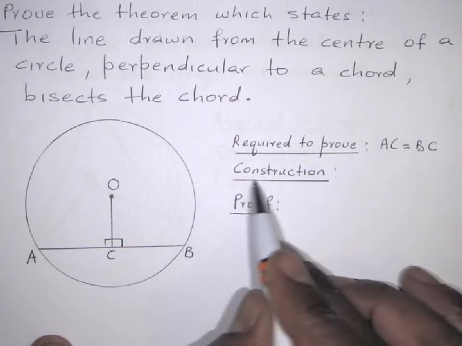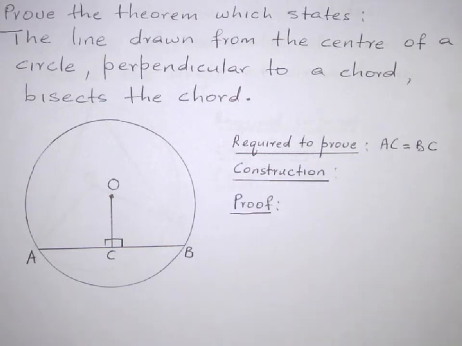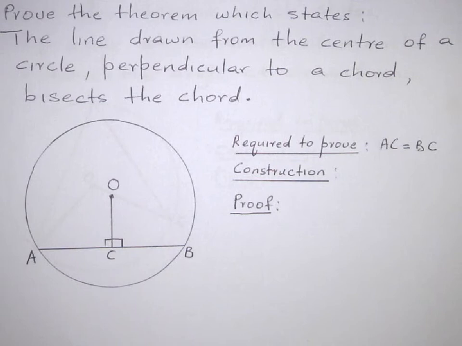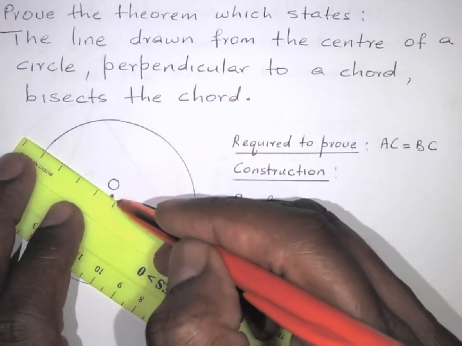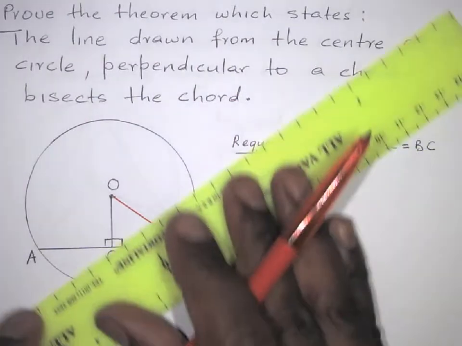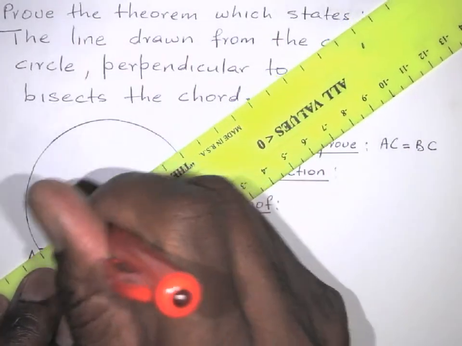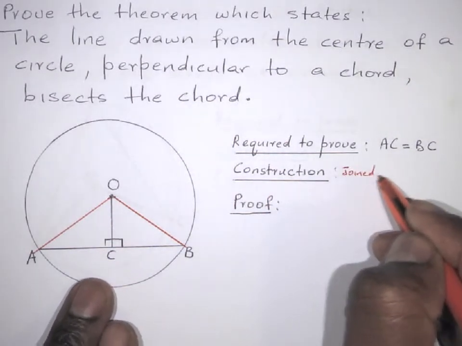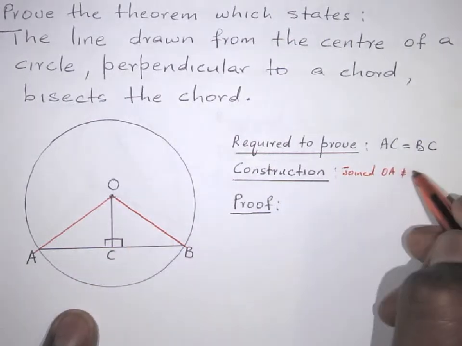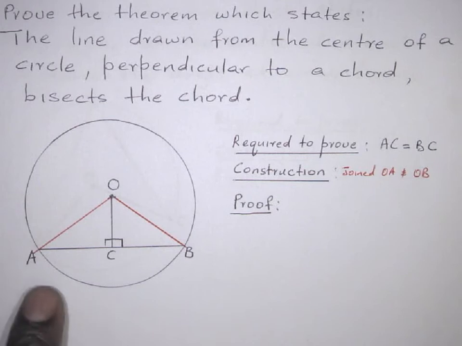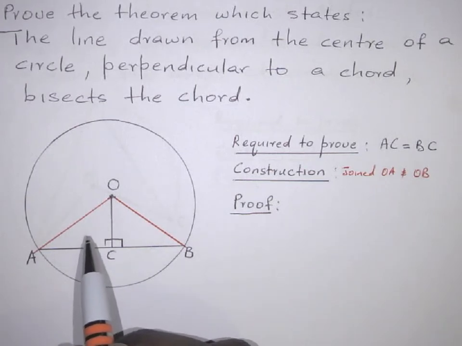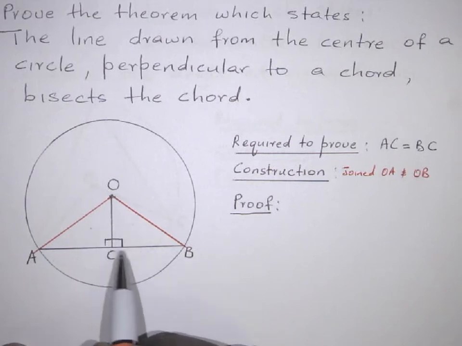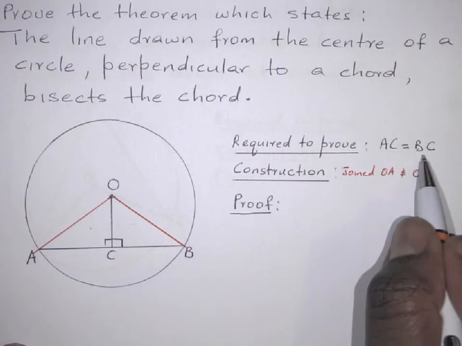So to prove this, we need a construction. In this case, we can use grade 8 mathematics to prove that this equals that by forming two triangles. This is how we construct. So I join OB and I also join OA, and I'll write that in my construction: I joined OA as well as OB. Now how do we prove this? We use congruency. To prove congruency, we must prove that this triangle is congruent to that one. If these two triangles are congruent, it will mean that this AC is equal to CB.